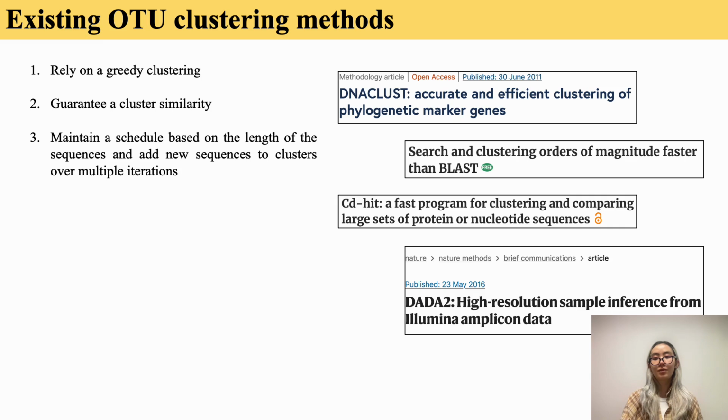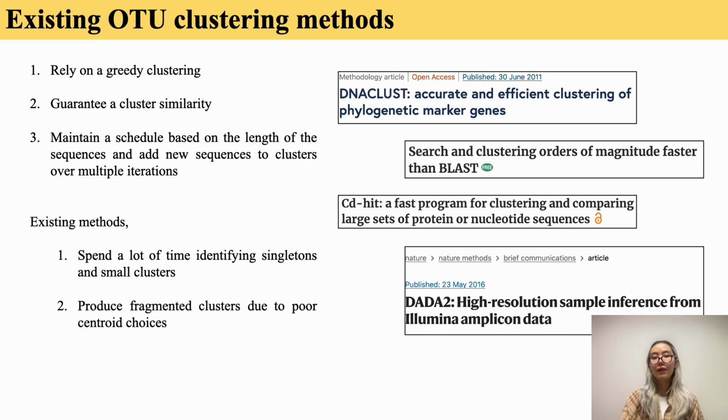Another notable clustering approach is DADA2, which tries to identify a set of sequences called amplicon sequence variants and their abundance in a sample that best explain all the input sequences under a model of sequencing error and evolution. However, they either produce fragmented clusters or spend a lot of time detecting small clusters or singletons that are eventually discarded due to the absence of any statistically significant signal. Our experiments also showed that the existing methods produce fragmented clusters, emphasizing the importance of picking the correct centroid.